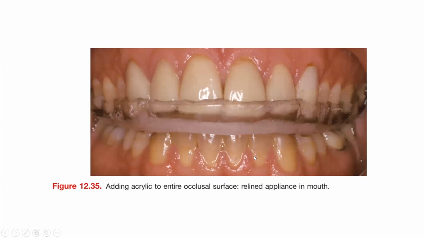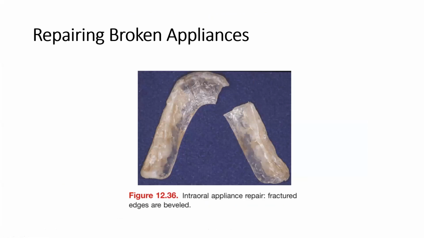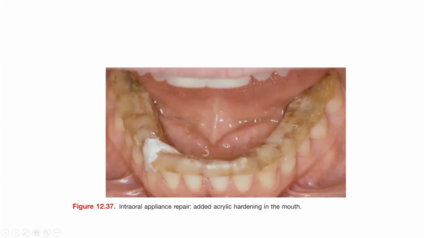So this is the occlusal splint that is put into the mouth of the patient for the repair of the occlusal splint. We can also repair broken appliances in the mouth itself. For example, this is a broken occlusal splint, and it can be repaired in the mouth. Intraorally, we can add the acrylic over the broken area, and once it is hardened, we can remove the appliance and then do the trimming extraorally.